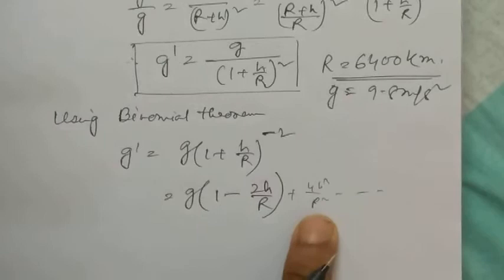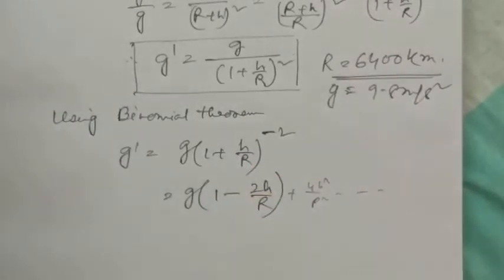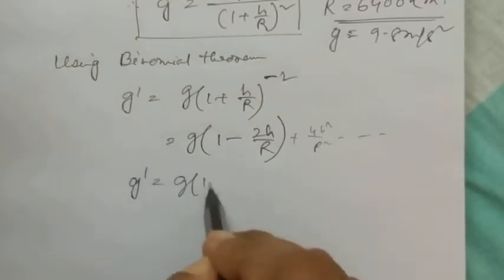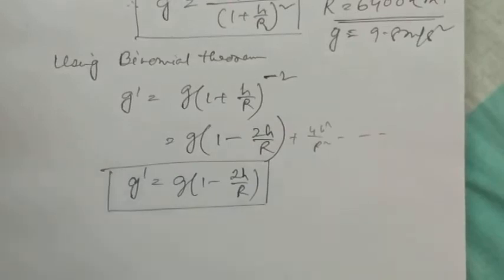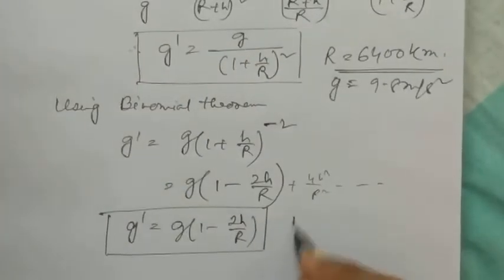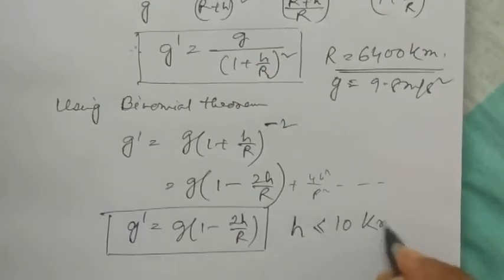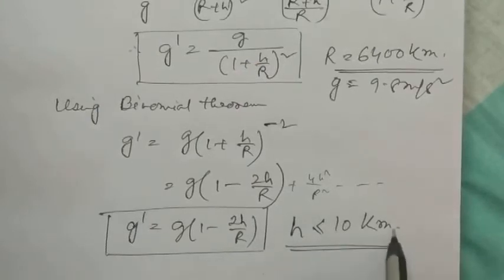So we are going to neglect the higher order values and take it to be 1 minus 2h by r, up to 2h by r. Now g dash is equal to g into 1 minus 2h by r. You can apply this equation instead of this one whenever the value of h is less than or equal to 10 kilometers and not above that. h must be less than or equal to 10 kilometers.